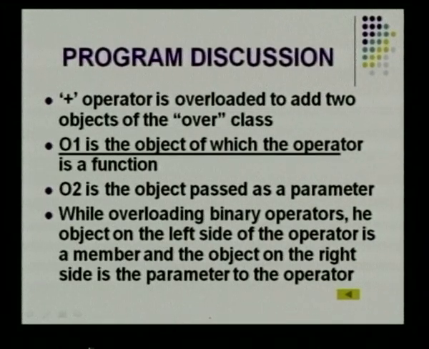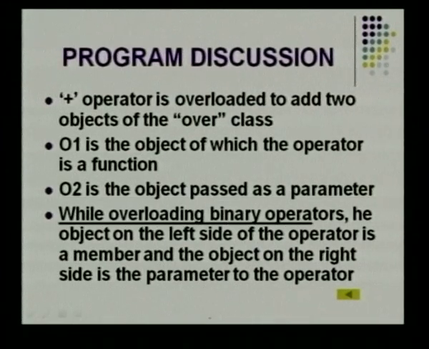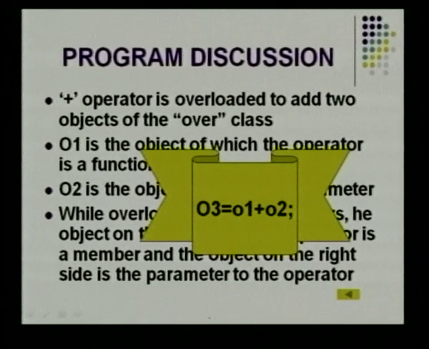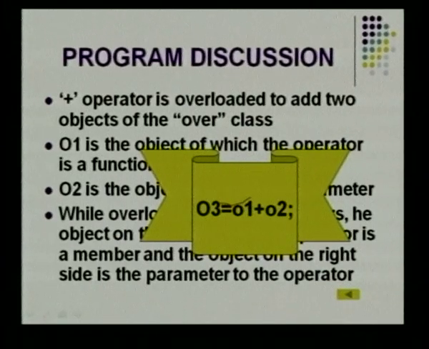O1 is the object of which the operator is a function, that means O1 is the object which is calling the operator function. O2 is the object which is passed as the parameter, and while overloading binary operators, the object on the left side of the operator is a member and the object on the right side is a parameter. So, I will just explain it with this particular operator. O3 is equal to O1 plus O2 was the statement, and according to the rule, the object on the left side of the operator is the object which is calling the function, the object on the right side of the operator is being passed as the argument.